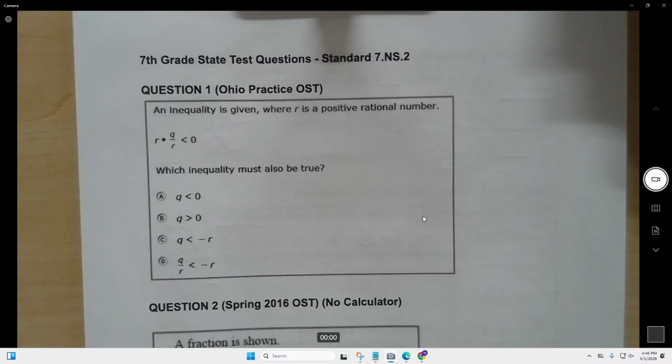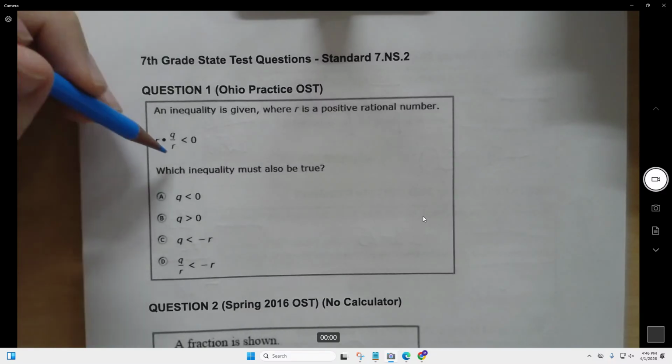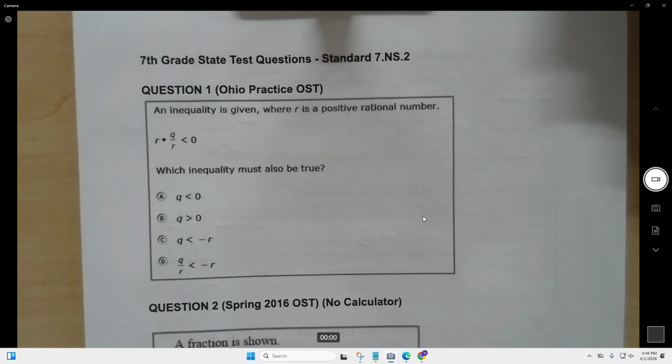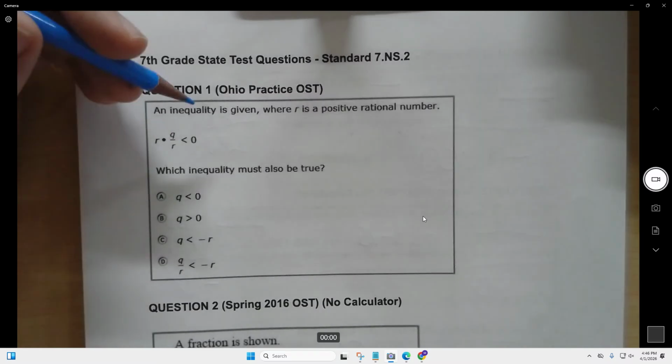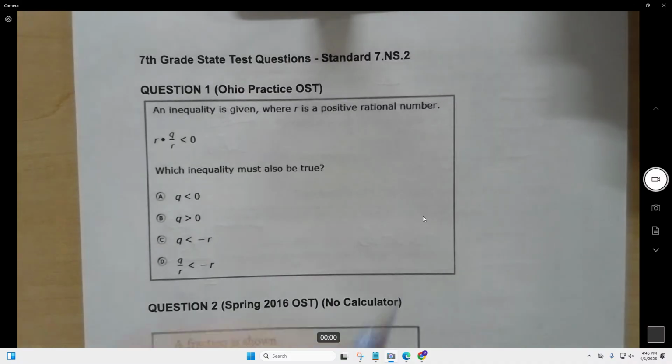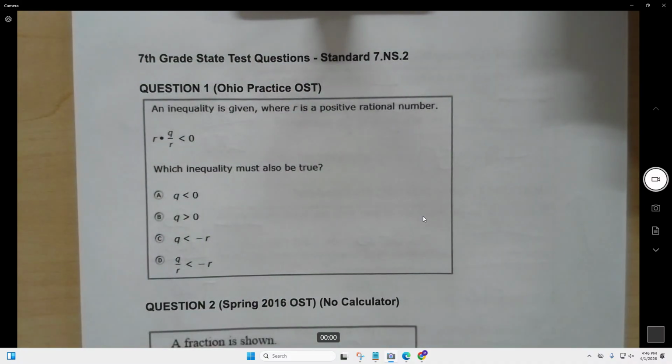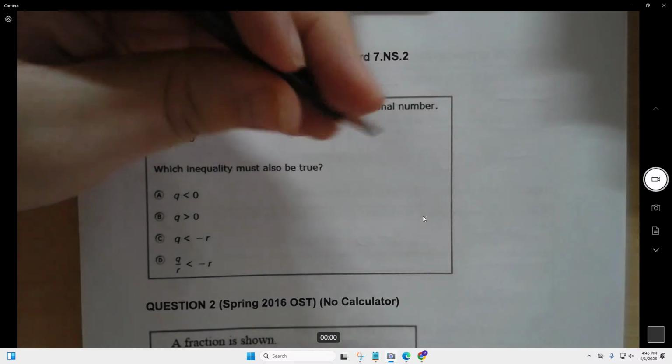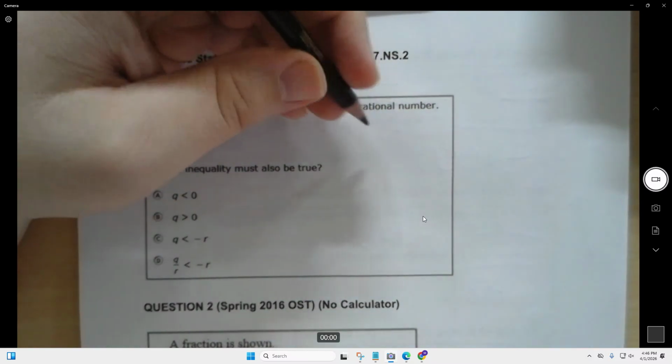An inequality is given where R is a positive rational number. They give you R times Q over R is greater than 0, which inequality must also be true. Well, let's think about something, okay? Let's go back to equation solving. And if you haven't watched the equation solving videos yet, those would be the standards that have EE in them, like 7.EE.1 or 7.EE.2. Let's talk about what this means.